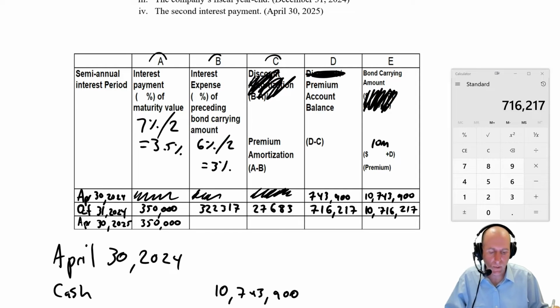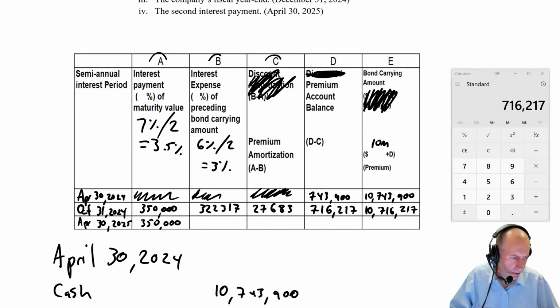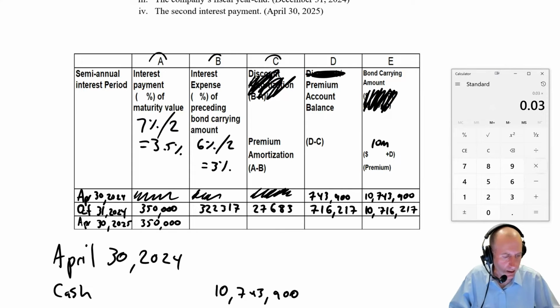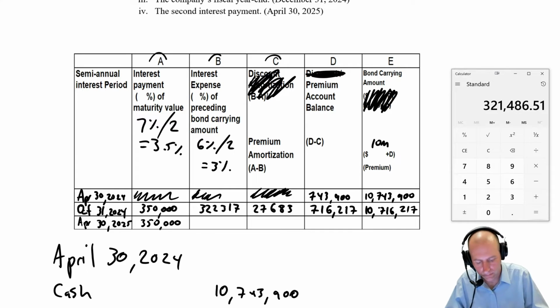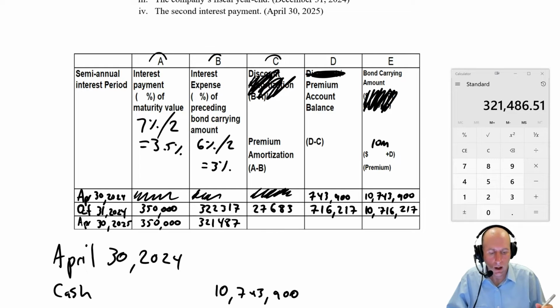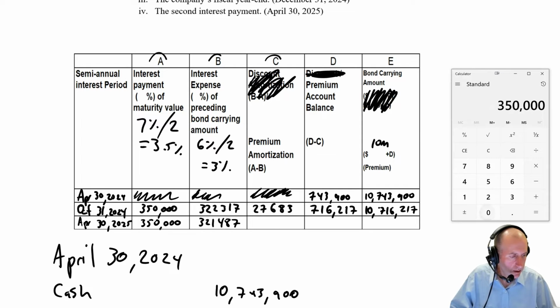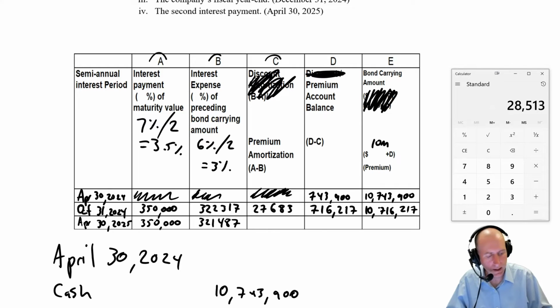Okay, the interest expense here, 3% of the preceding bond carrying amount, 0.03 times the preceding bond carrying amount, which was 10,716,217. 3% of that, 321,487, we're going to round here. Our premium amortization, A minus B, so 350,000 minus 321,487, 28,513.